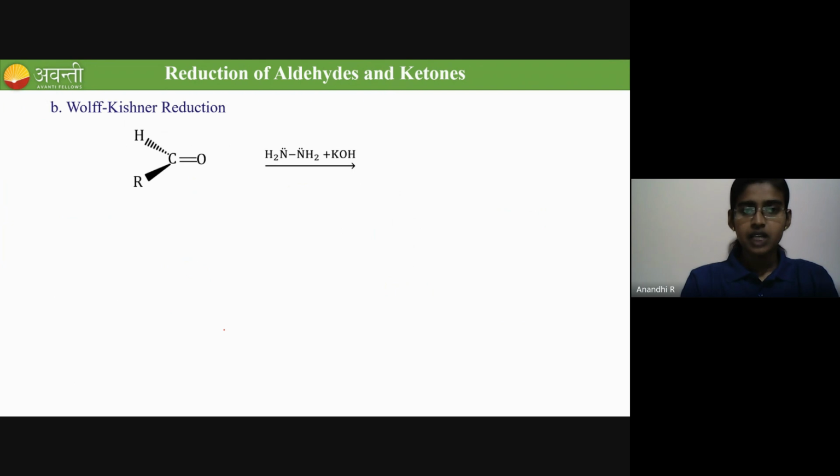In Wolff-Kishner reduction also, C double bond O is again getting converted to CH2. But instead of zinc amalgam and HCl, we are using NH2NH2 and KOH. What is the name of this NH2NH2? Just now in the reaction with ammonia and its derivatives part, we came across the name of this NH2NH2, right? Can any of you let me know the name of NH2NH2? Okay, let me know in the chat box later. So this is the Wolff-Kishner reduction.